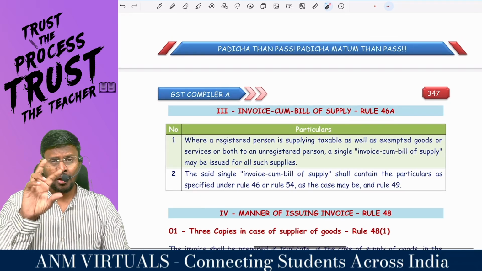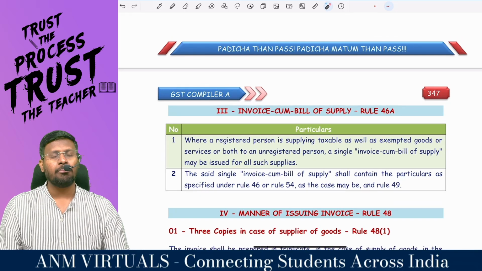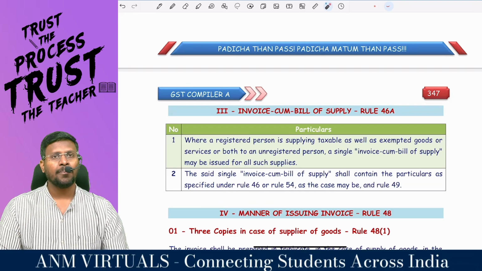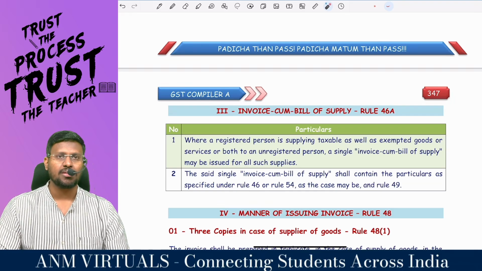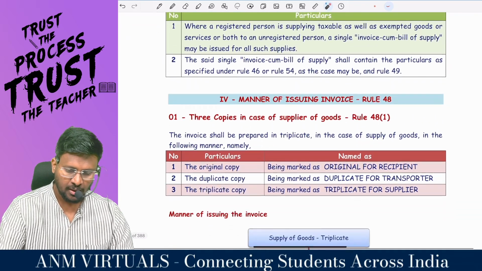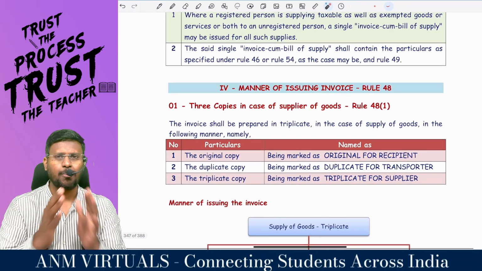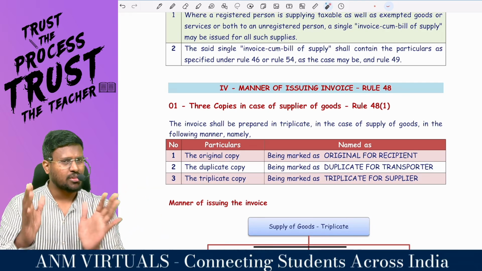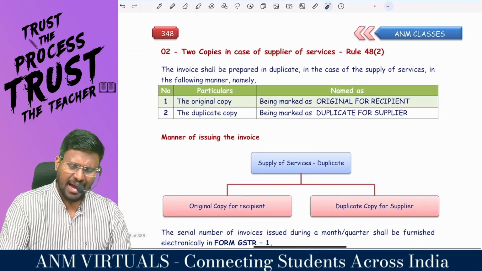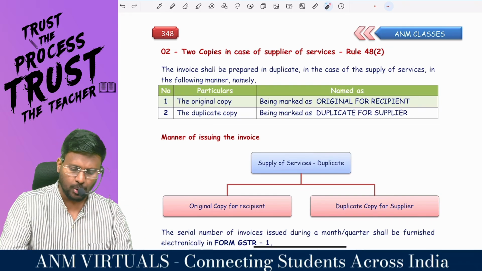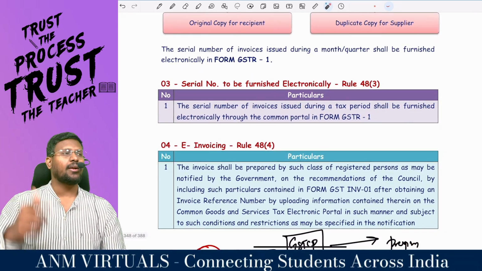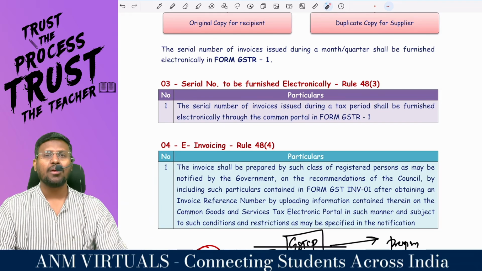There is a common concept called invoice cum bill of supply. If you are a registered person supplying both taxable and exempted supplies to an unregistered person, my dear lovable students, you have to issue the invoice cum bill of supply. Sir, how to issue? It is based upon whether you are a supplier of goods or a supplier of services. If you are a supplier of goods, then triplicate. If you are a supplier of services, then duplicate. And one copy to the respective person. Are you comfortable? And the serial number should be updated in the GSTR1, which is outward supply.